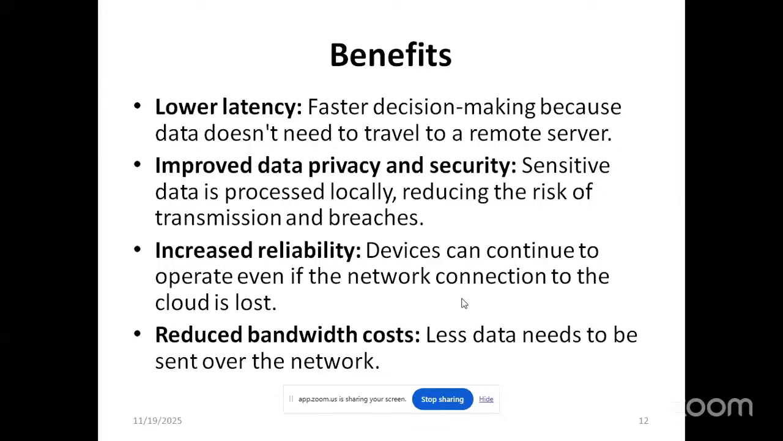Increased reliability: a device can continue to operate even if the network connection to the cloud is lost. Reduced bandwidth cost: less data needs to be sent over the network.